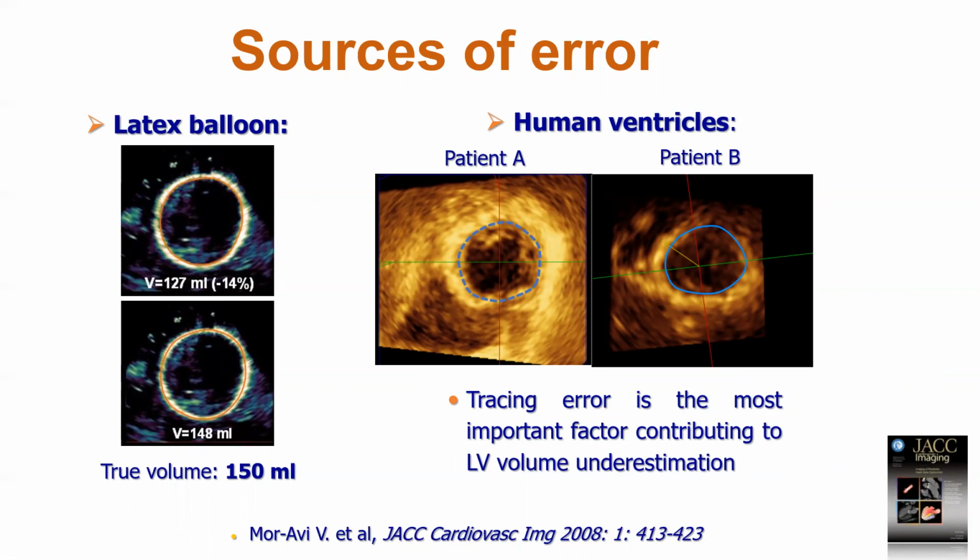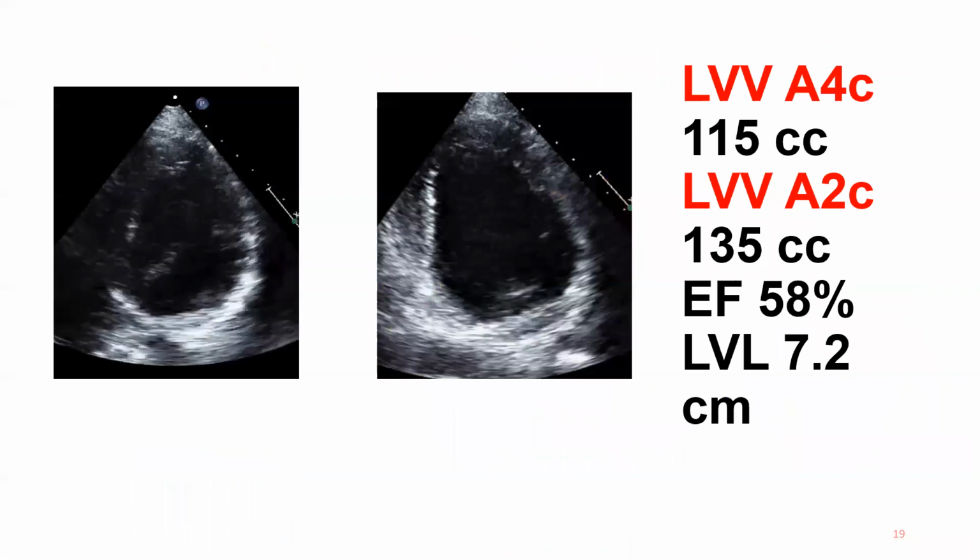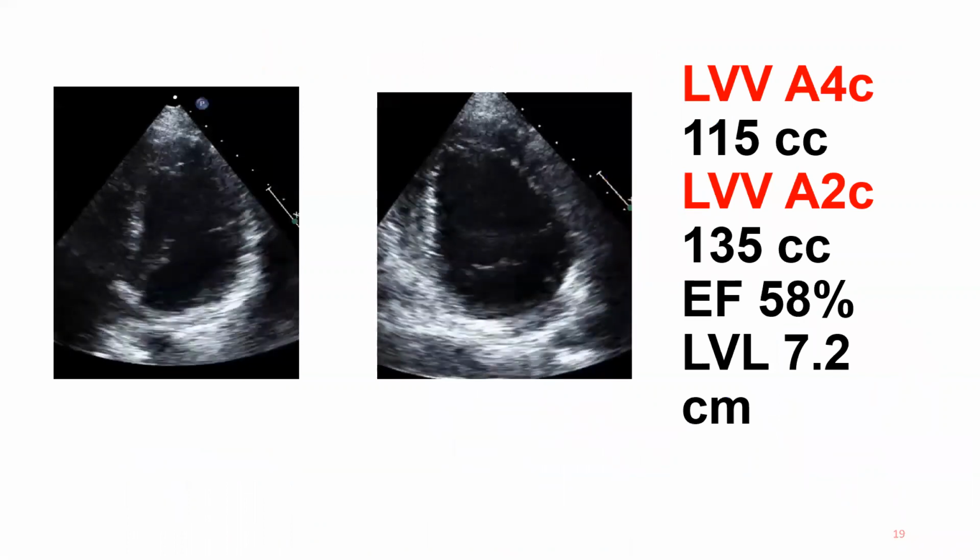of the left ventricle. And Dr. Moravi concluded that tracing error is the most important factor contributing to left ventricular volume underestimation. Not inconceivable that you would get a question on what is the most important factor contributing to LV volume underestimation.